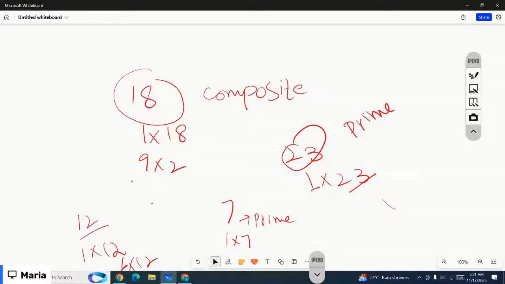Yes, 3 and 4 are also factors of 12. So when a number has more than two factors, is it prime or composite? It is composite.